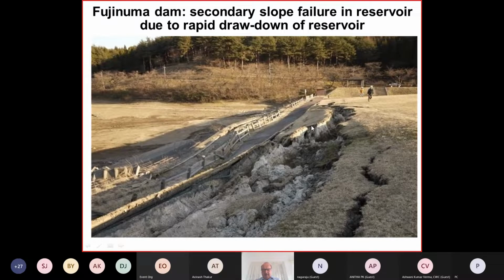So stability accelerated the overall failure of the dam, and it caused stability failure along the reservoir rim. As we can see here, these are not earthquake cracks due to ground shaking. They are the result of a rapid drawdown due to the catastrophic release of a reservoir within a few minutes. So the rapid drawdown destabilized the reservoir rim, as you can see.